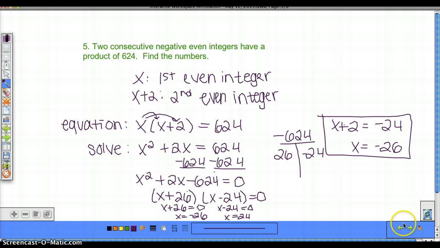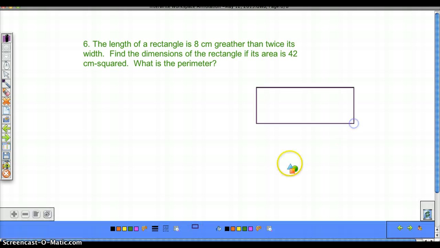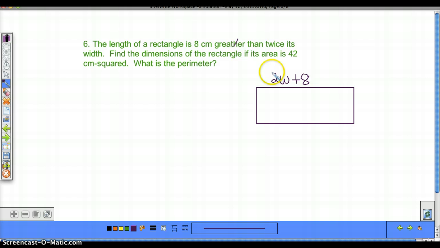Now, number 6 is very similar to what you've seen before. This is our rectangle problem. Remember, anytime you have a rectangle problem, I want you to draw your rectangle. On this one, it says the length of a rectangle is 8 centimeters greater than twice its width. So my length I'm going to label as 2W plus 8, because it's 8 more than twice its width. The width is just going to be W here.